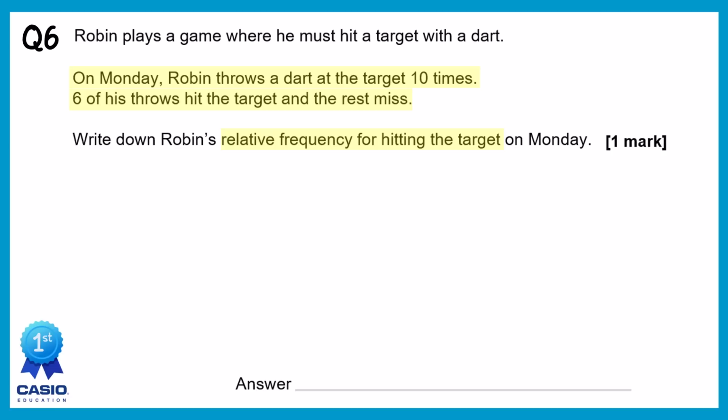The relative frequency is a fraction, or a decimal, representing how many times he hit the target as a proportion of the total times that he tried. So since he hit it 6 times out of a total of 10 times, the relative frequency is just 6 out of 10.